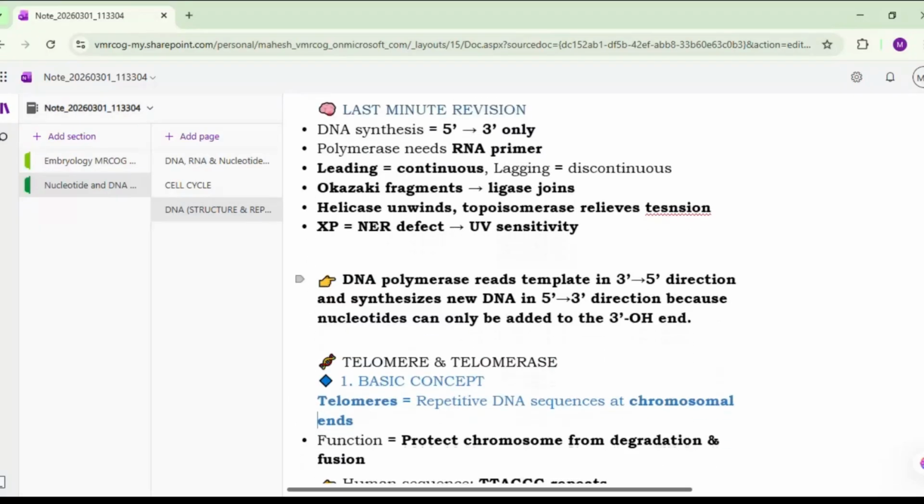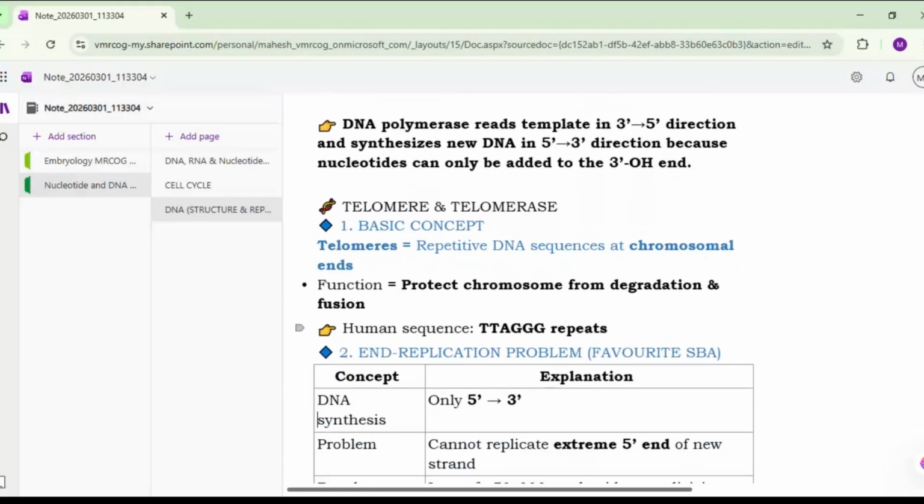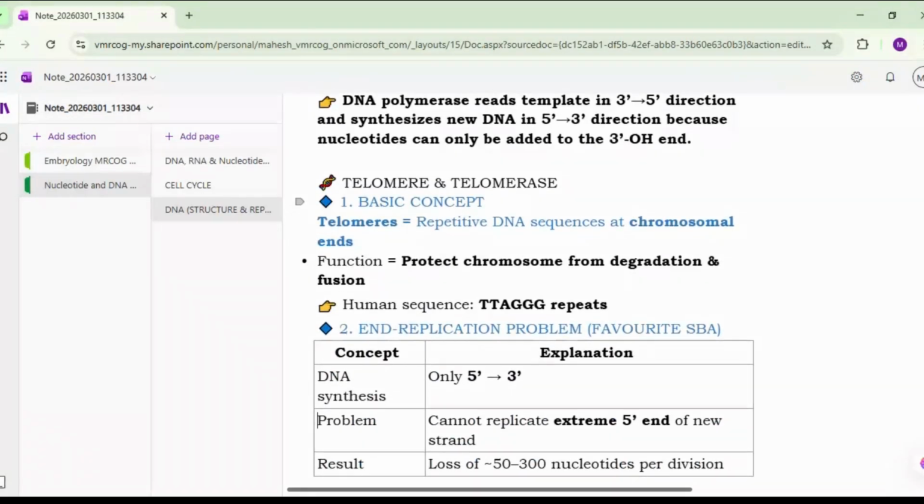Okay, so DNA polymerase reads the template in the 3'-5' direction and synthesizes the new strand in the 5'-3' direction, because nucleotides can only be added to the 3'-hydroxyl end. Okay. Then there is a concept of telomere and telomerase.